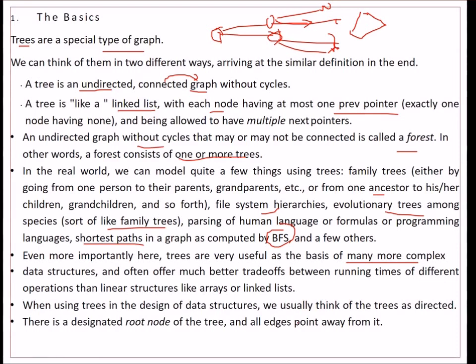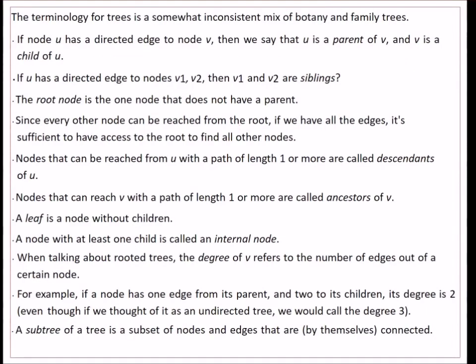Okay, so they often offer many more trade-offs between the running times of different operations than their counterpart linear structures like arrays and linked lists. So when we are employing trees in the design or analysis of a data structure, we usually think of a tree as directed, right? And there is a designated root node. So there will be a root node in a tree, and all edges point away from it. So we can have more nodes. They can be directed. This is how we think of them in a data structure.